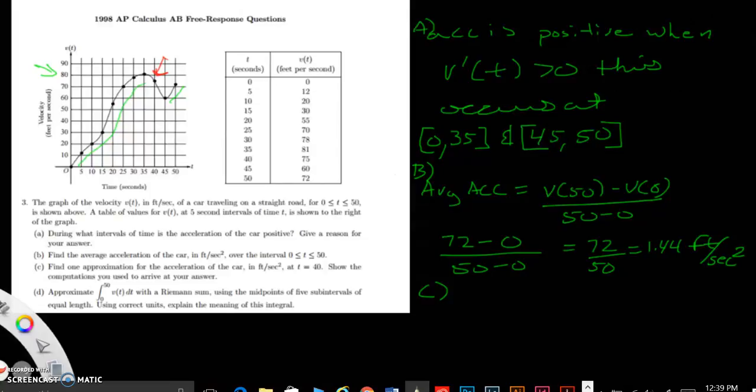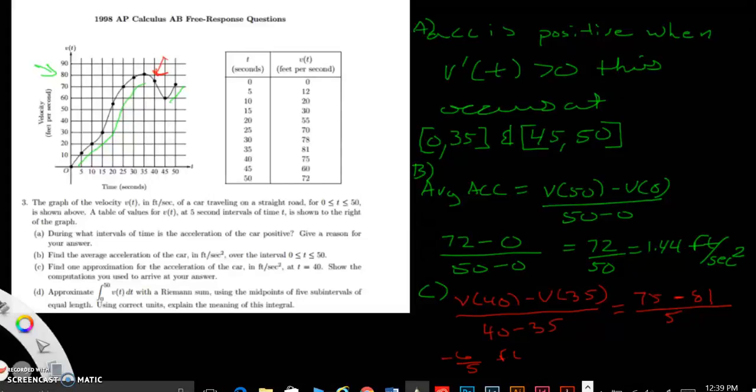So if we do the left, we could do v of 40 minus v of 35 over 40 minus 35. So v of 40 is 75 minus 81. And it's negative. You can see it's dropping over 5. So now you're going to get negative 6 over 5 feet per second squared.